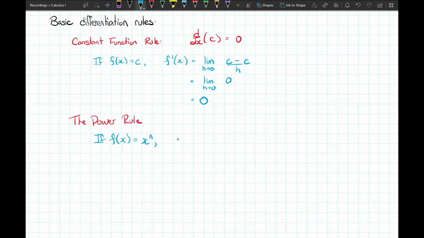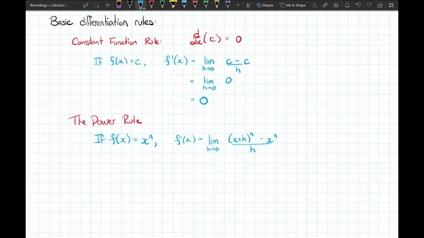Using the limit definition, f prime of x will just be equal to the limit, as h goes to 0, of x plus h to the power n minus x to the power n, all divided by h. We've done a few examples like this, maybe with x squared or x cubed, and the strategy was the same. We need to expand out that binomial, x plus h to the power n. And once we do that, then we can collect terms and hopefully factor and simplify. But let's try to find a way to do this in general.